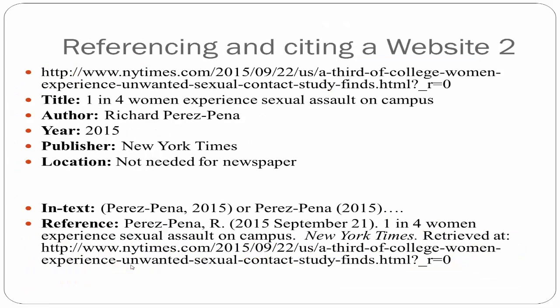Here is another website. So this one is a New York Times article. You have the title, the author, the year, the publisher, right? It's published in the New York Times. And again, a location is not needed for the newspaper. So this is what it would look like in text. And here you can see the reference. Perez Pena, R., 2015. You have the exact date on which this was published. 1 in 4 Marion experienced sexual assault on campus. New York Times is a newspaper, so all articles are italicized. And then again, you have your website.